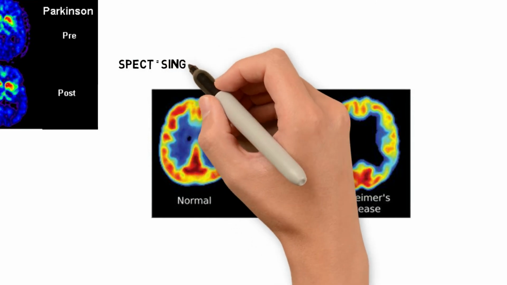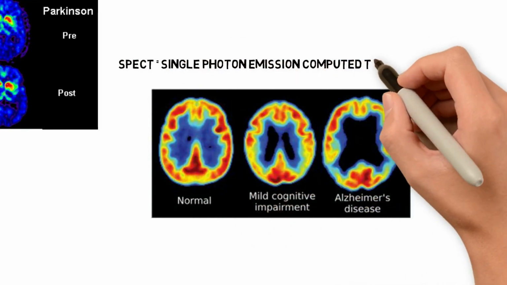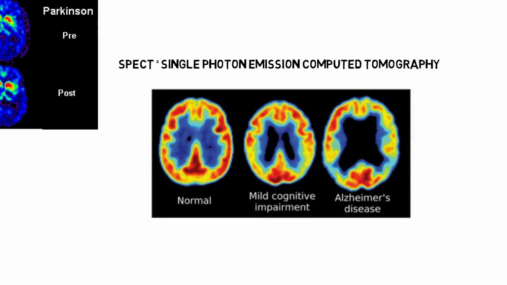SPECT is a single photon emission computed tomography. It also uses a radioactive positron emitter to register functional changes in the brain. This image shows a normal SPECT scan, a scan of a person with mild cognitive impairment or early Alzheimer's, and the third shows a scan from a person with Alzheimer's disease.